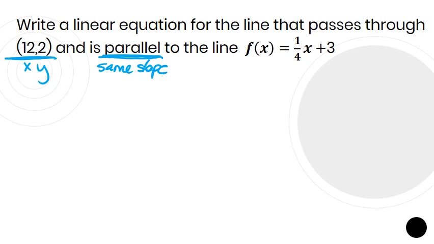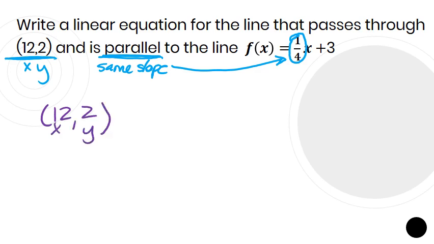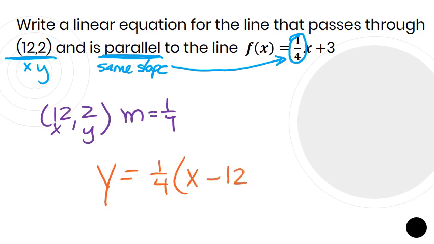And what do I need from that other line? Well, if I want the slopes to be the same, I want to use that slope value. So if I really break down my information here, I have a point of 12, 2, an x and a y, and I have a slope of 1/4. Now I'm just going to do what I did in the previous questions, write the equation of a line. y equals slope. I'm going to use translated form, so a minus 12 and a plus 2.